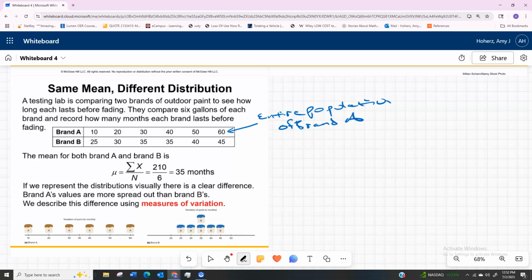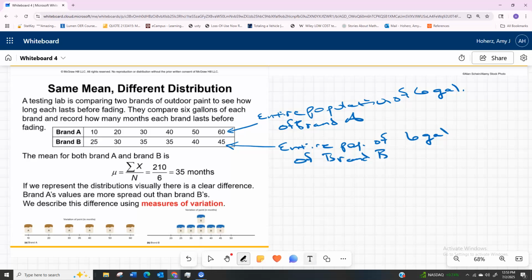And then if we look at the second one, we're going to treat it the same. So this is the entire population of 6 gallons of brand A, and same thing here, this is the entire population of 6 gallons of brand B. There don't exist any more gallons of those paint types anywhere else. So now that we've established that, let's look at what the mean of both of these brands happens to be. Let me erase this so I have some room here.